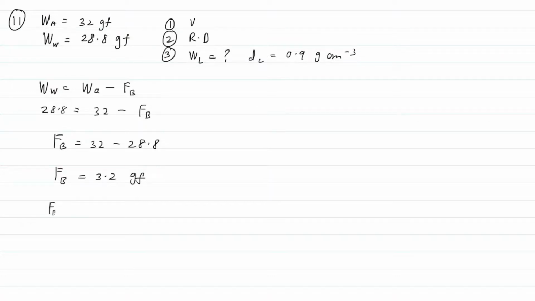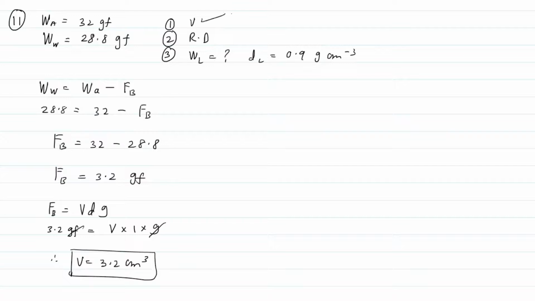Okay, now how do you calculate upthrust? By another formula, volume into density into gravity. So over here we have 3.2 gram force will be the volume times density. It is 1 because that is water, into gravity. So therefore we get volume to be 3.2 centimeter cube. Okay, so we got the first answer 3.2 centimeter cube.